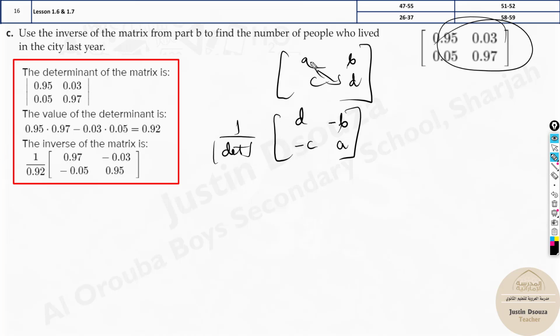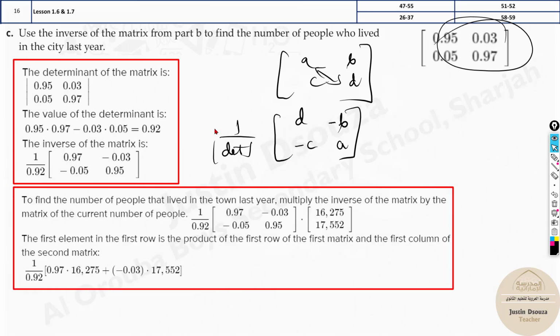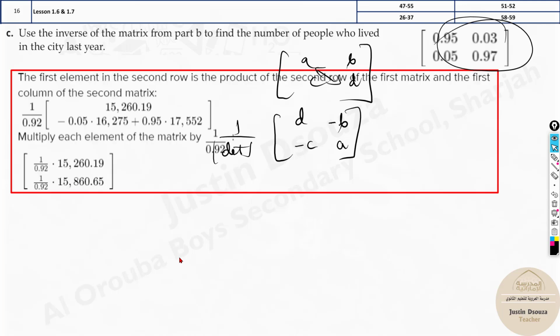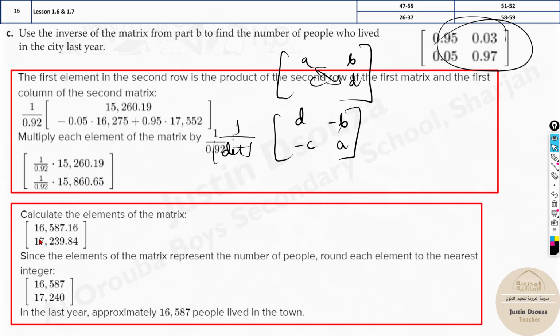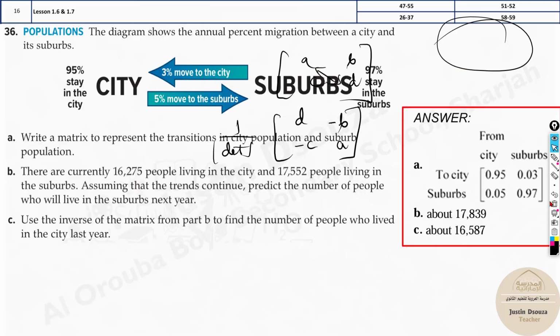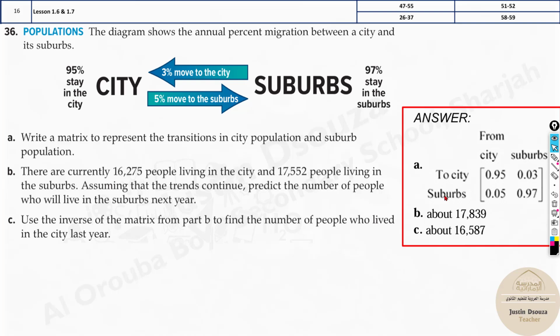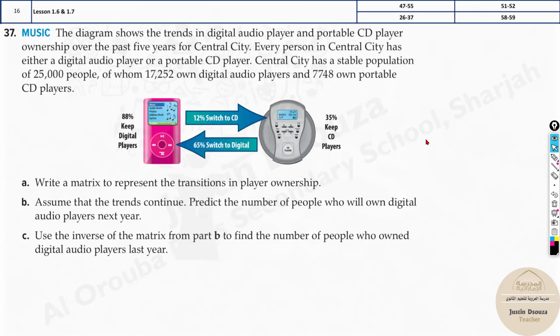Now, you need to put over here 0.95 and everything, and find the determinant. And then whatever determinant you get, just multiply over here and simplify. And over here, we are getting the answers as, you can see here, 16,587.16. So approximated, 16,587 and 70,240. We have all the answers noted over here. You can directly solve it by yourself and check for the answers.